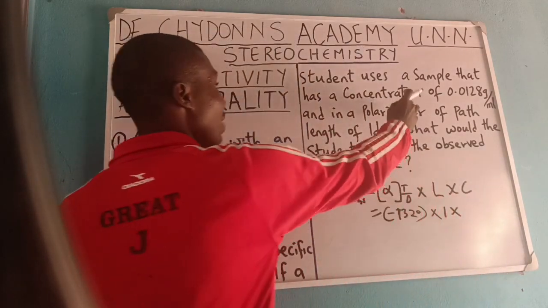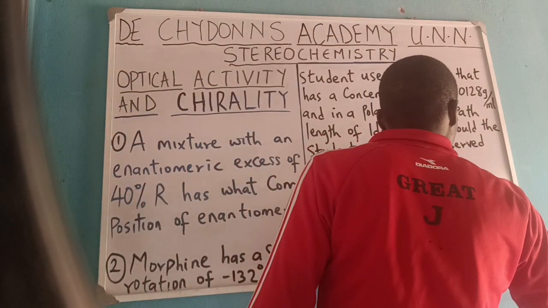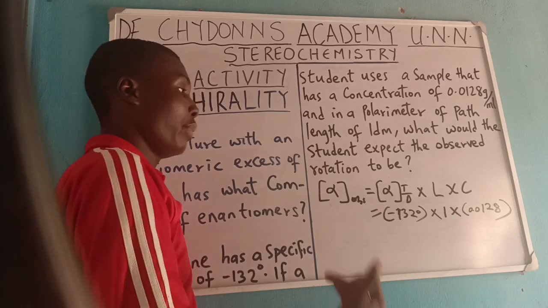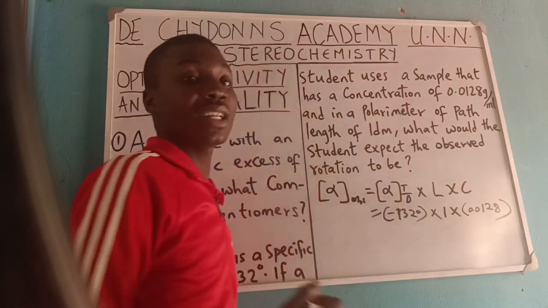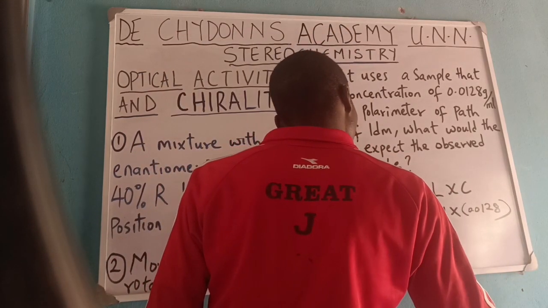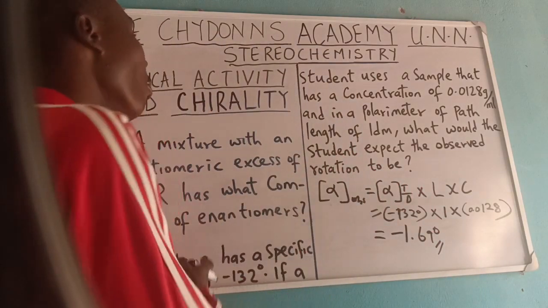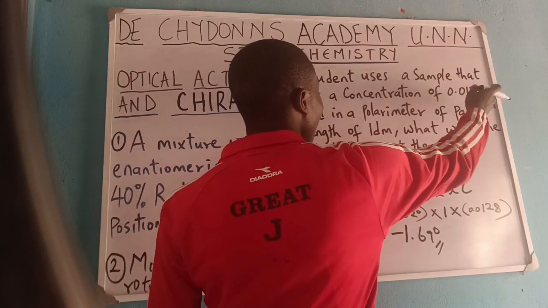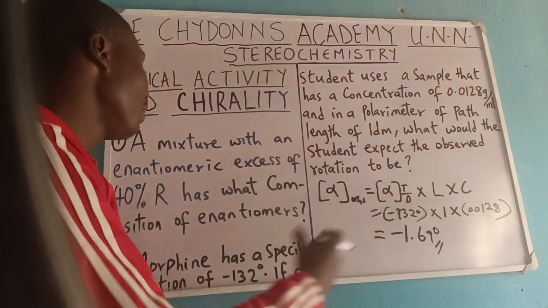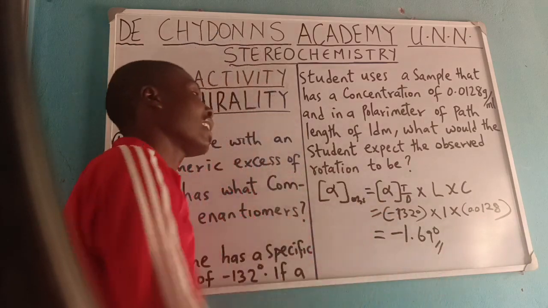And then according to the question, we have a concentration of morphine of 0.0128 gram per mole. So what we have here is 0.0128 gram per mole. So minus 132, if you press your calculator, times 1 is going to give you minus 132. Then when you multiply by 0.0128, you're going to have minus 1.69 degrees. So the implication is that the observed rotation for a morphine concentration of 0.0128 gram per mole in a polarimeter that is 1 dm, even if morphine's specific rotation is minus 132 degrees, is actually minus 1.69 degrees. So that is the observed rotation.